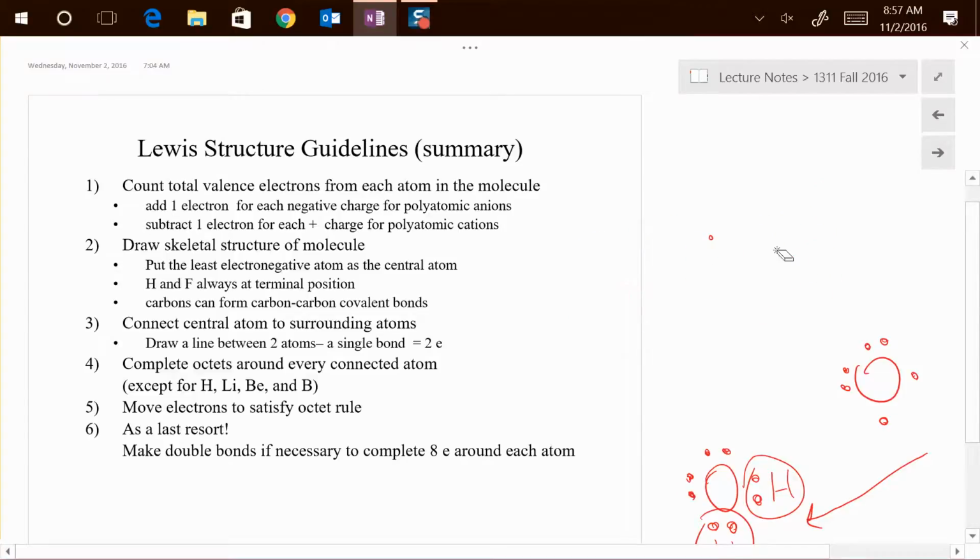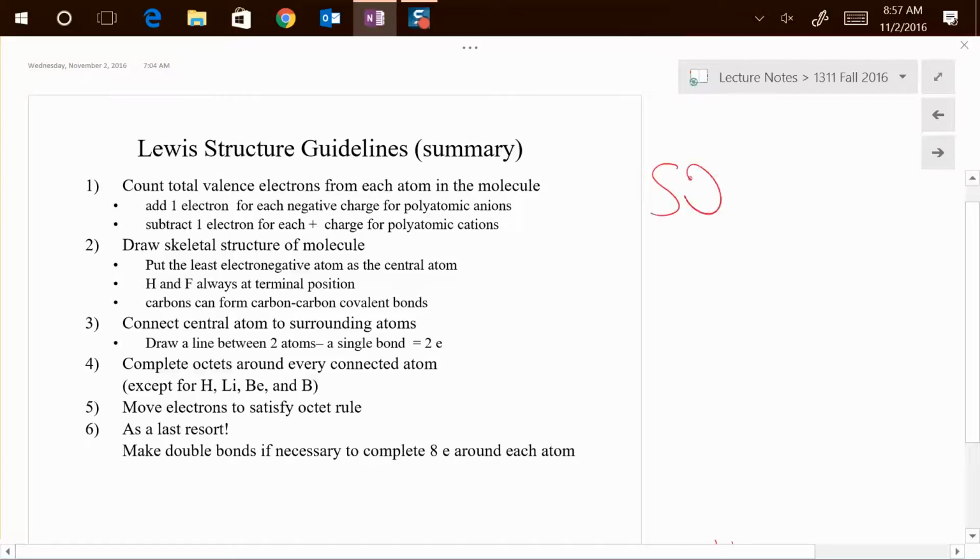Let's look at a different one. Let's try... okay, sulfur goes in the middle, surrounded by 2 oxygens. Everything needs to satisfy its octet. So what am I going to do?